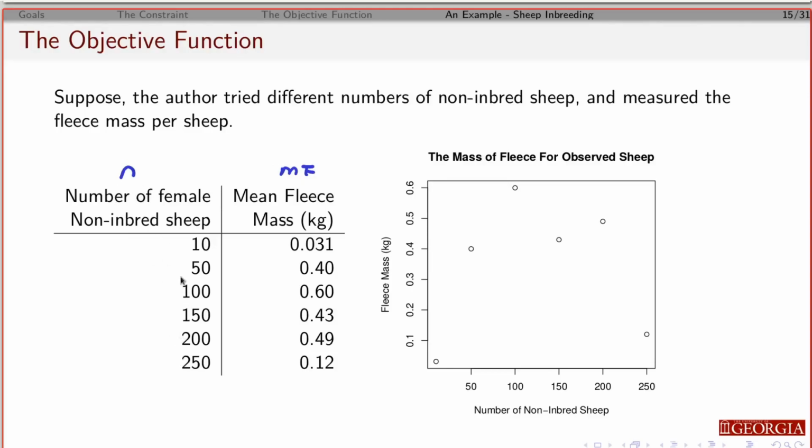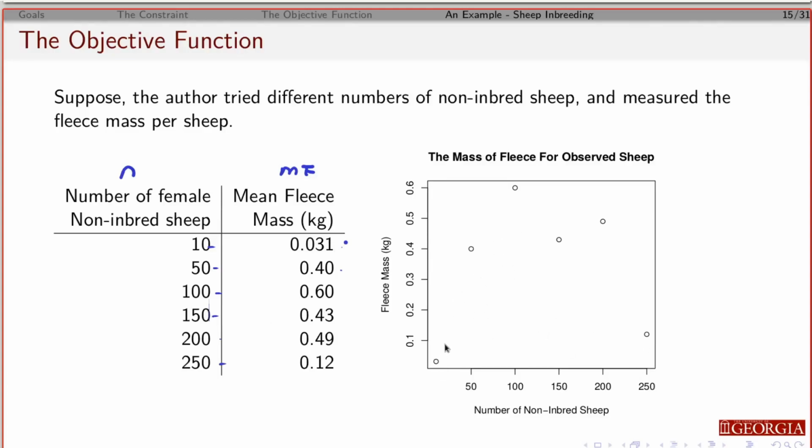Suppose they put together different flocks, and for each flock they had some number of non-inbred sheep. So this was 10 non-inbred sheep, 50 non-inbred sheep, 100, 150, 200, 250 non-inbred sheep. And then at the end of the cycle, they sheared them, and if they had 10 non-inbred sheep, they got 0.031 kilograms of fleece per sheep. And if they had 50 non-inbred sheep, they had 0.4 kilograms of fleece per sheep. And this was what they got after the whole experiment. And if I graph this, here's what happened.